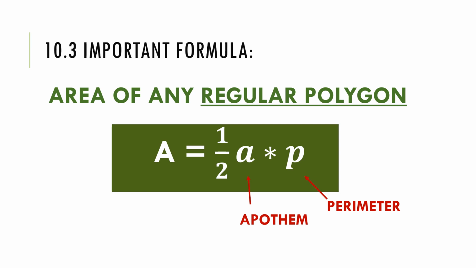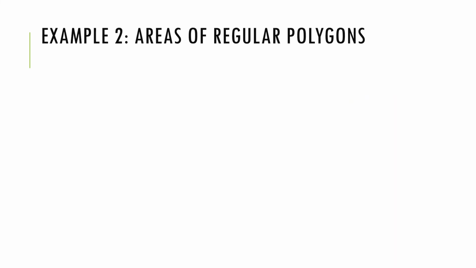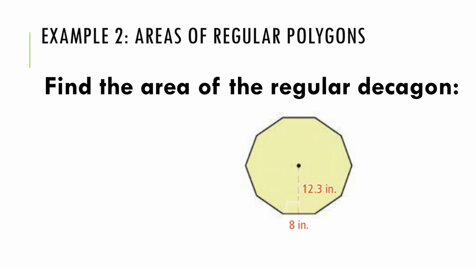So this is basically like an area of a triangle formula, but we're using the perimeter instead of the base, right? The apothem is kind of like the height, and the perimeter is kind of like the base if we unroll our shape like an orange slice.